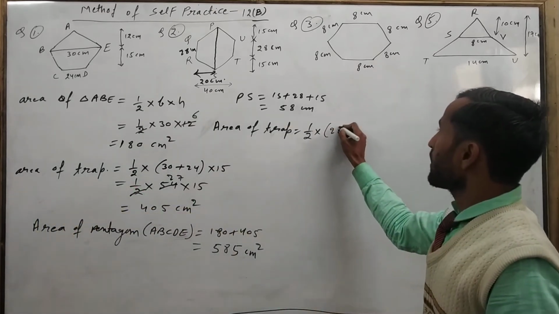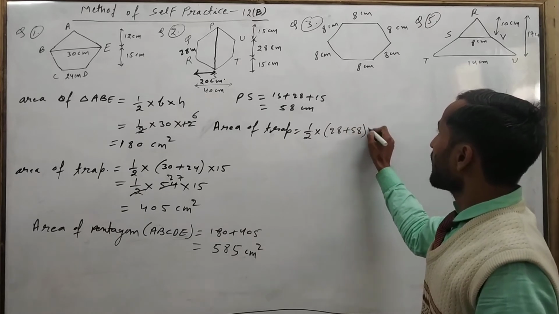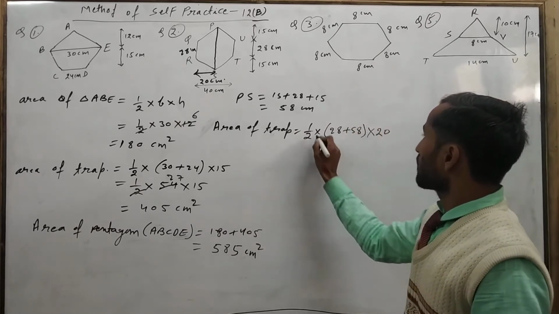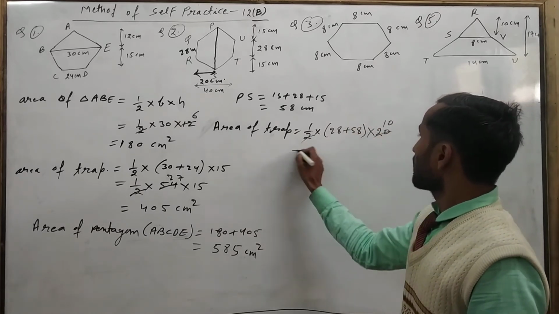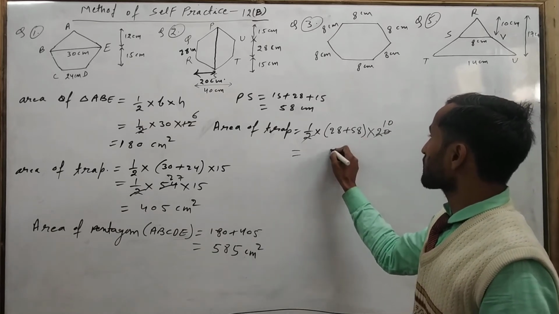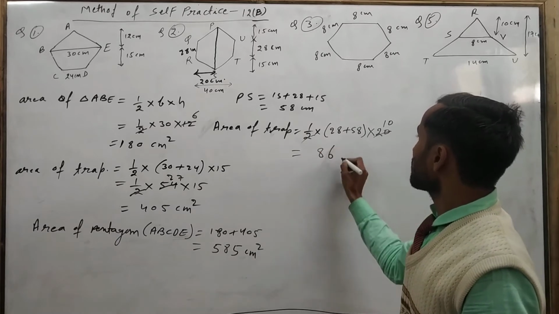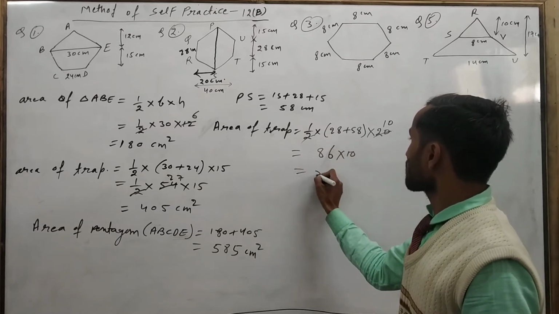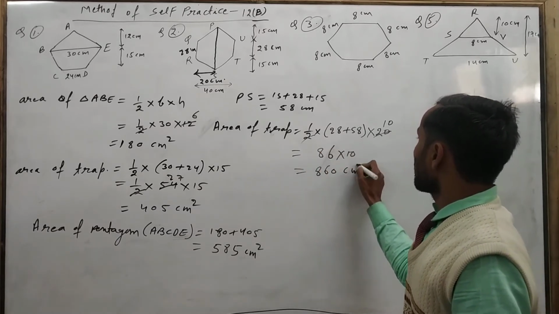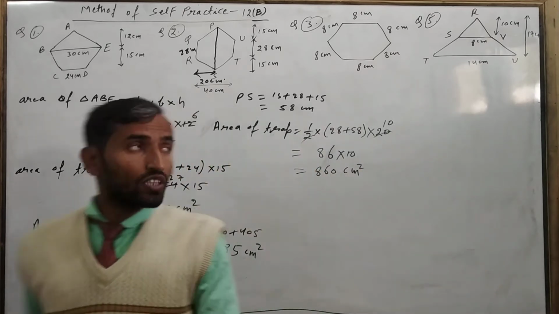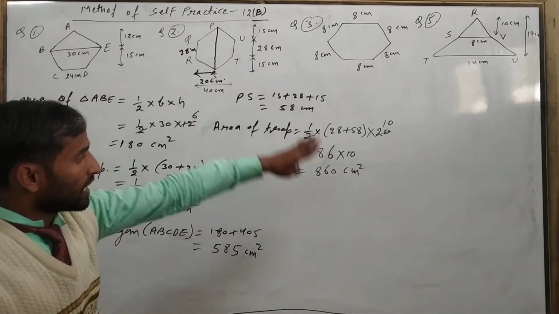Here 28 plus 58 into height is 20. Now we will cancel out, it will come 10, and here we will add 8 plus 8, 16, carry 1, and here 86 into 10, it will come 860 centimeter square. And if you find the area of this side of the trapezium, the same will come.